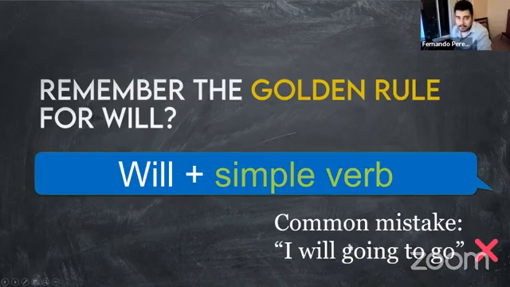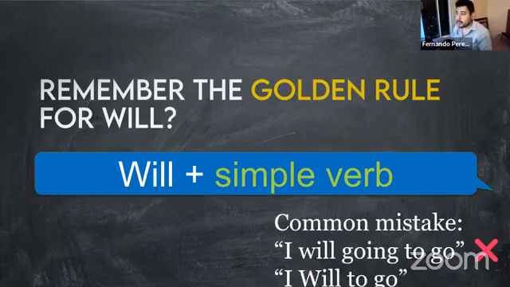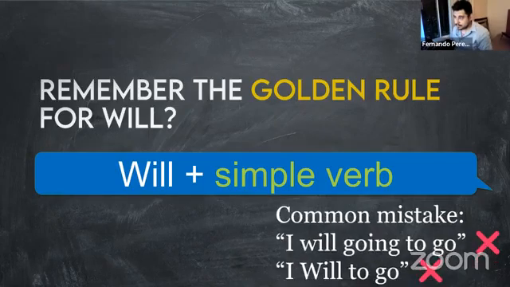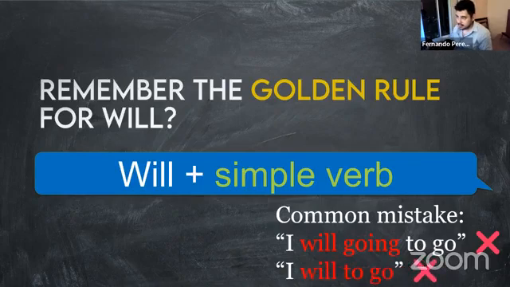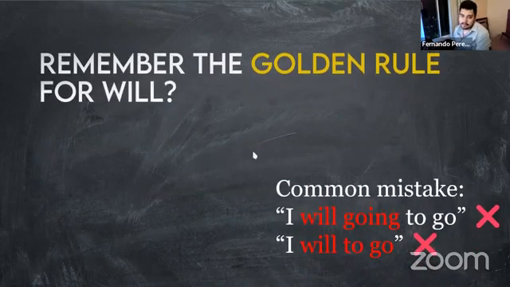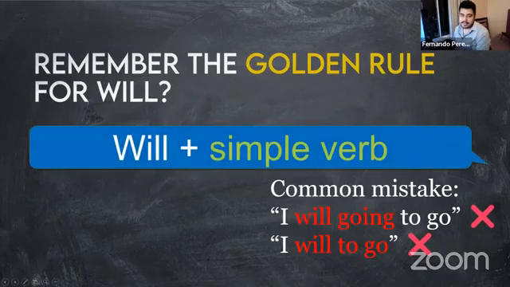That is impossible. And also a very common mistake is when people say, I will to go. Oh no, this is also a big problem. This is incorrect. And this is incorrect. Never use will with the connector to or with ing. Always necessary, the simple form of the verb. Just like this: I will go, I will travel, I will practice. No?